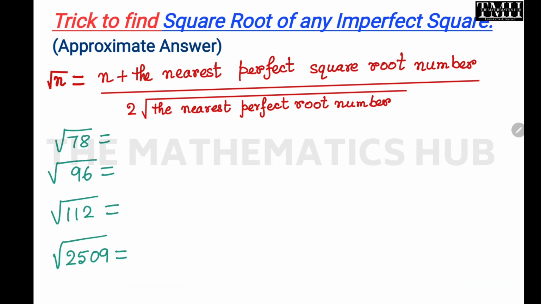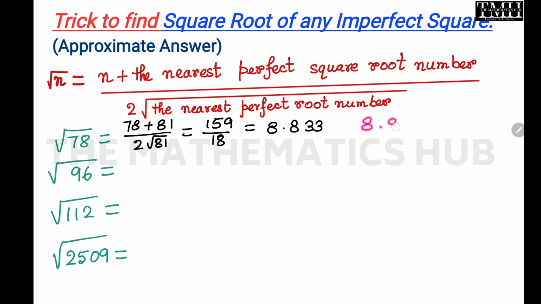Now you can see 4 more questions. Square root of 78 is equal to 78 plus, we will take 81 which is closer to 78, by 2 into square root of 81 which is equal to 159 by 18, and the answer is 8.833. Do you have any idea about the exact answer? The exact answer is 8.8317. Now let's solve the next question.